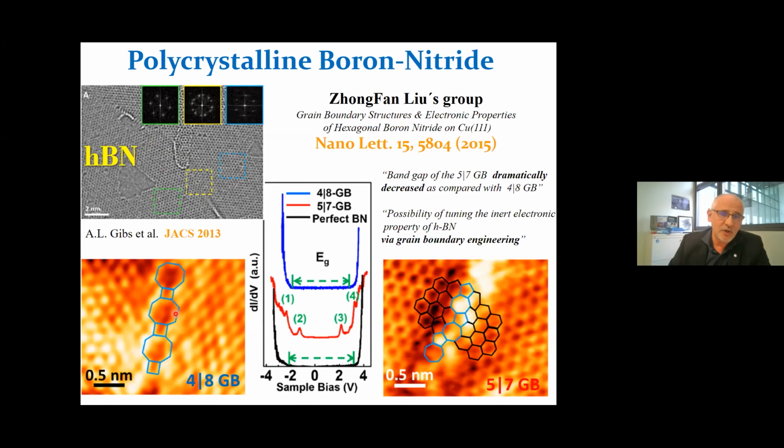And here you see the local density of states they measured experimentally along two different grain boundaries, one which is very bizarre with 4-8 member rings, another one which is more conventional with heptagons and pentagons. And if you look at the local density of states, which is related to the derivative of the current versus voltage, and you compare with the usual gap of boron nitride, you see the formation of states inside the gap, impurity states that can be formed, and that will be very dependent on the type of grain boundary that you are studying.